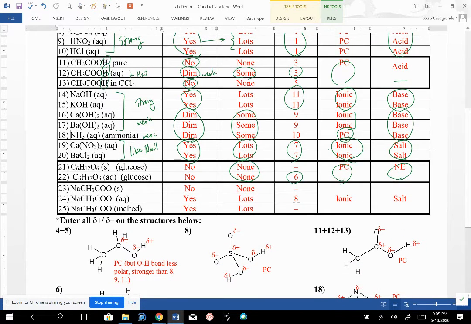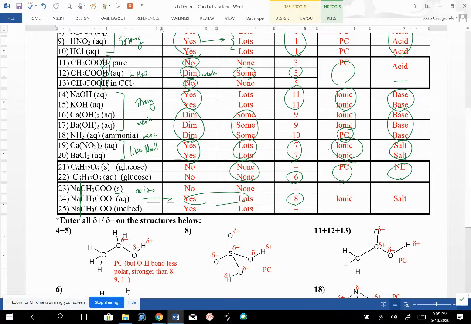Finally, sodium acetate. Sodium acetate is ionic. We can split the sodium acetate at the sodium and the acetate. As the solid, again, there's no ions free. And as the aqueous, we can dissolve it. We get lots of ions. And so it's a strong electrolyte, pH of 8.